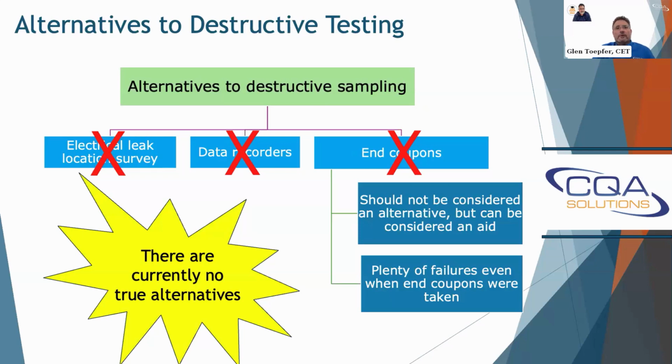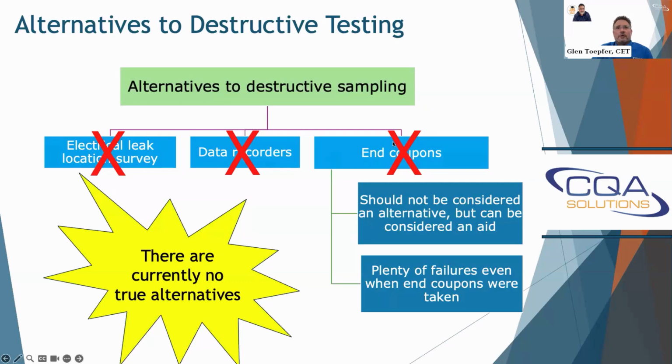Data recorders, same thing. People are trying to replace destructs with data recorders, but if you listen to my past webinars, the more I found out about data recorders, the more it seems like the data is meaningless for the most part. There are certain things you can gain out of it, but definitely not enough to make decisions on destructive sampling and whether the seam is good or bad.